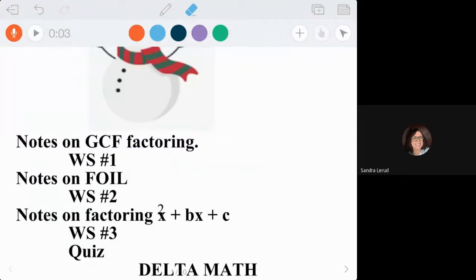So we're going to be doing three algebra review topics, kind of all centered around a skill called factoring. And factoring is really important in the upper levels of math, starting in particular with Algebra 2.